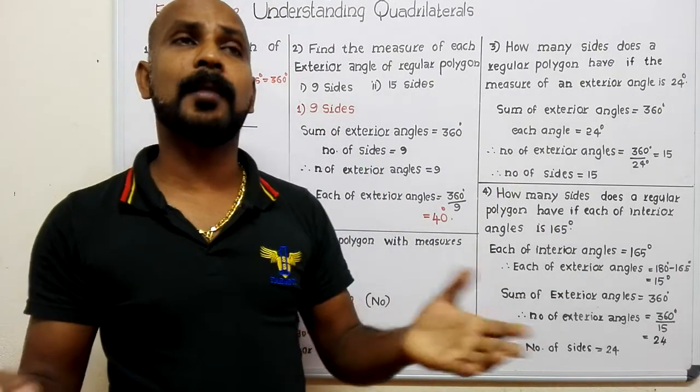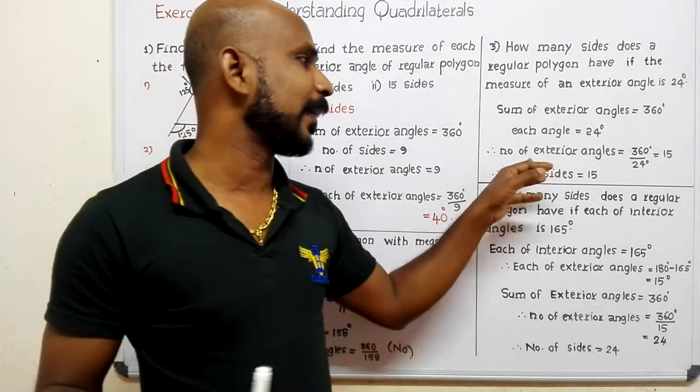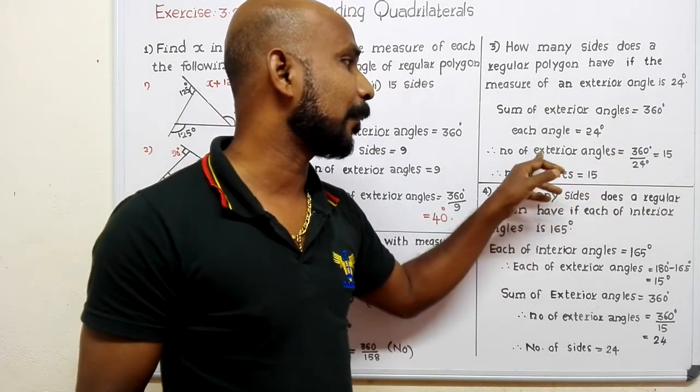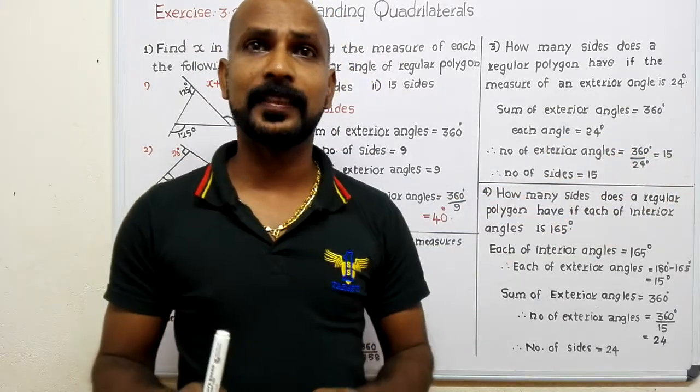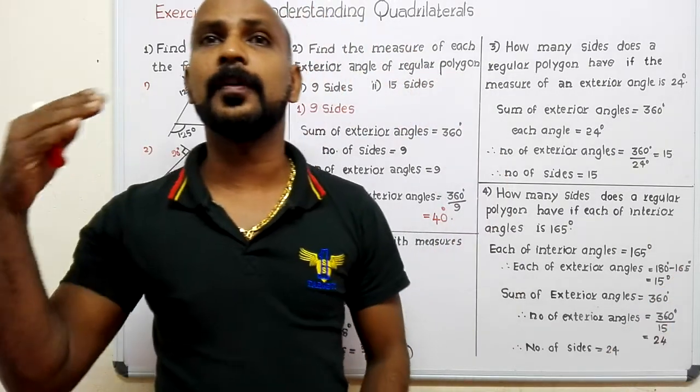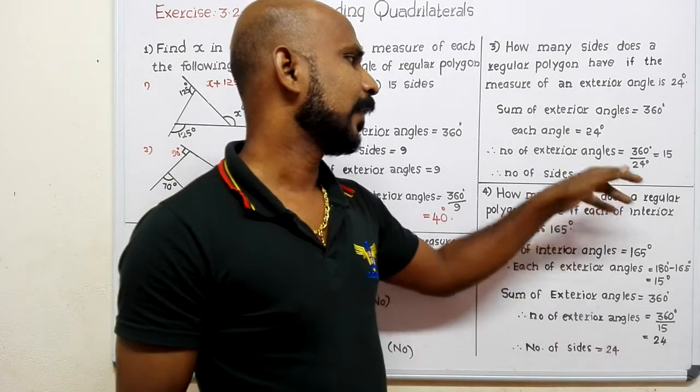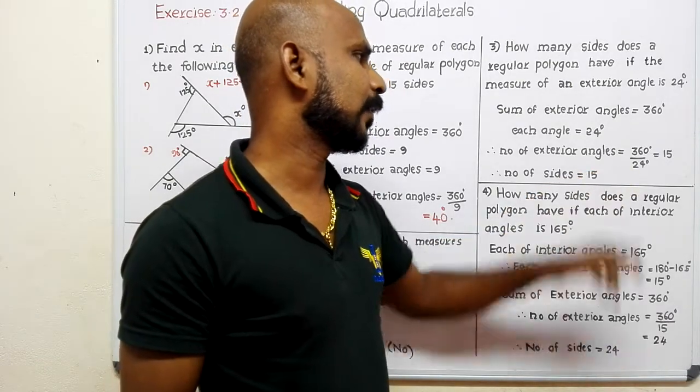Total angle means the sum of the exterior angles divided by each angle. 360 divided by 24, that we got 15. That is the number of exterior angles. Already we said that the number of sides will always be equal to the number of exterior angles. It means the number of sides equals 15. So it is a 15-sided regular polygon.